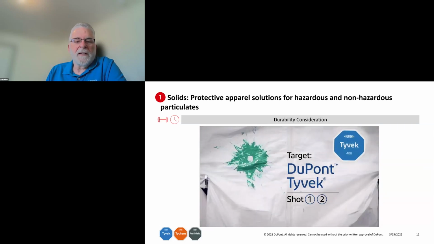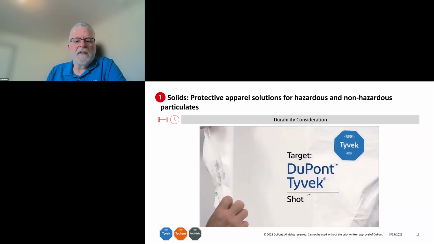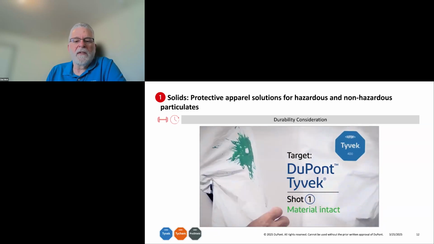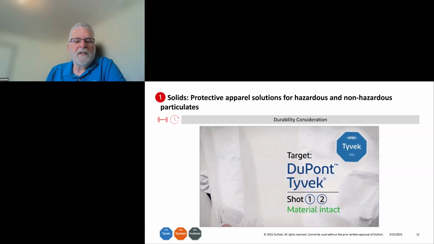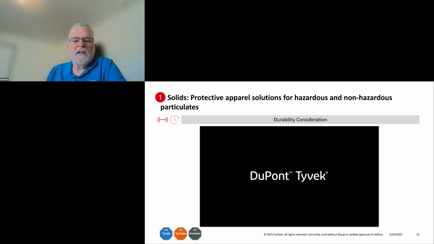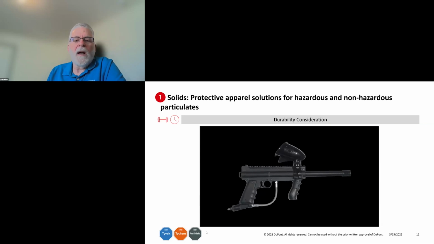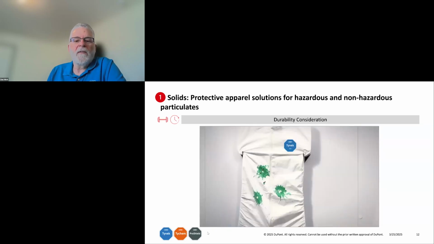This is what Tyvek looks like. Exact same scenario, 3 shots, and you're going to notice there's no material penetration at all. No paint made it through, and there's no holes in the fabric. So it's intact. And so that kind of demonstrates the durability of Tyvek and one of the things that make it unique. And it's, again, why you have to look at what fabric the white suit is made out of.